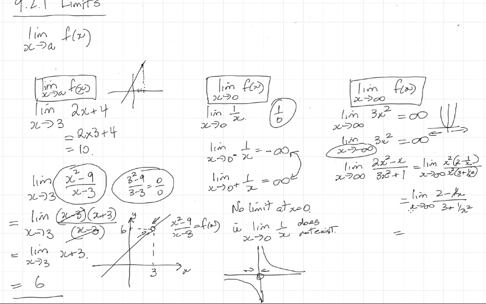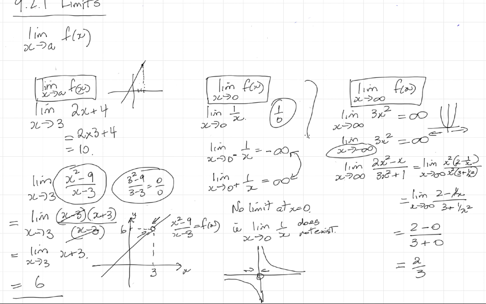Now that we're putting this infinity value in here, we stop writing limit, and we write 2 minus 0 over 3 plus 0, which is 2 over 3. So as x gets very, very large, this function approaches the value of 2/3. So that's how we do those. That's the concept of a limit. It's to find the value of a function as x gets very, very close to a particular value. We looked at x equals a particular value, x equals 0, x equals infinity.